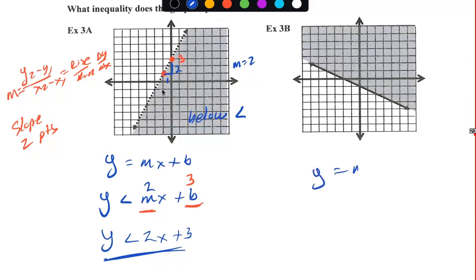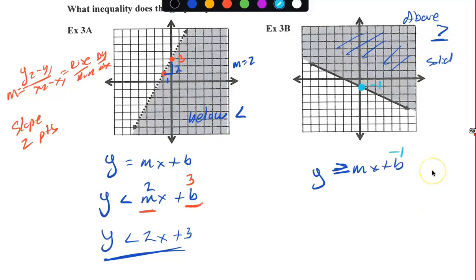Y is equal to mx plus b. And this one, if you notice, is shaded above, so that's going to be greater than. And then it is a solid line, so that's going to be equal to. So this should be greater than or equal to, like that. Now we just need the slope and the y-intercept. The y-intercept is right there. Looks like -1.